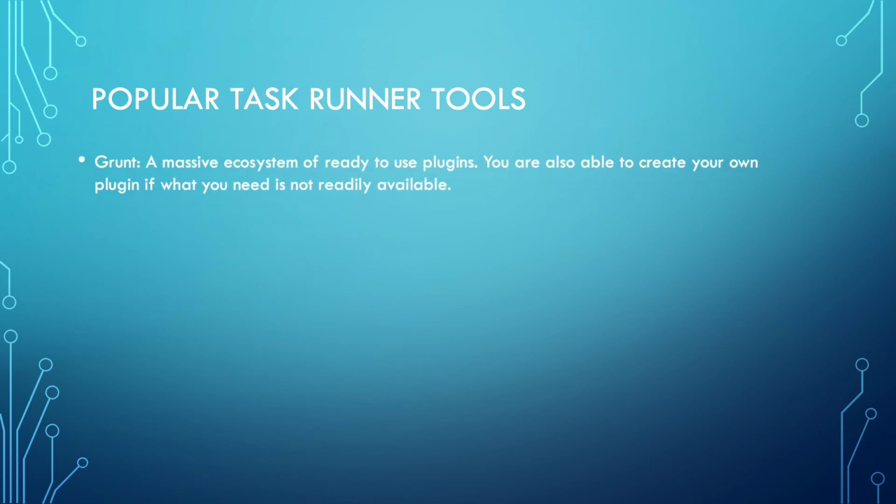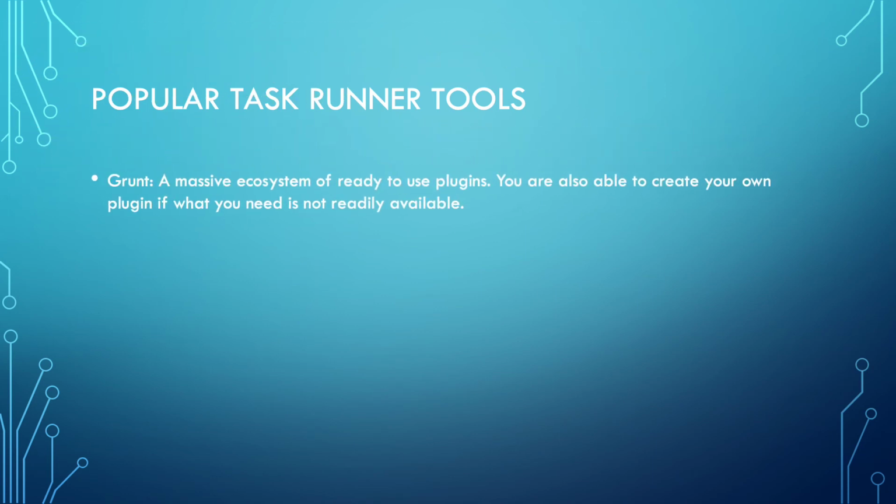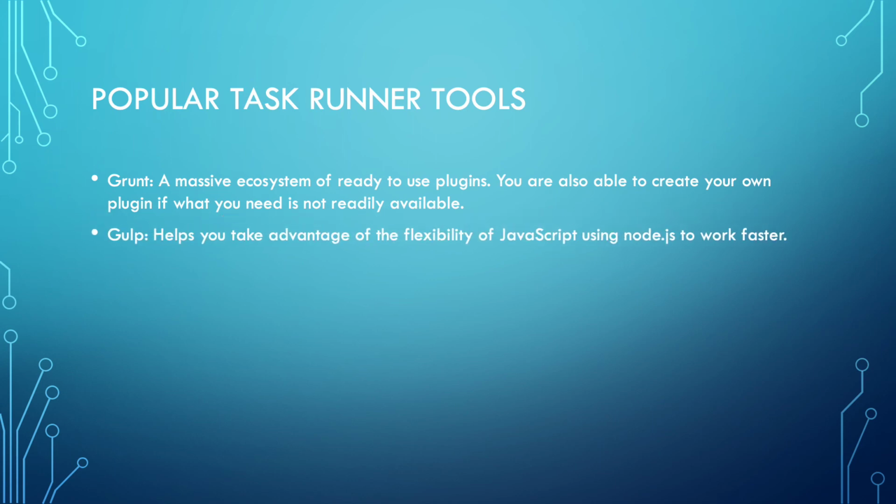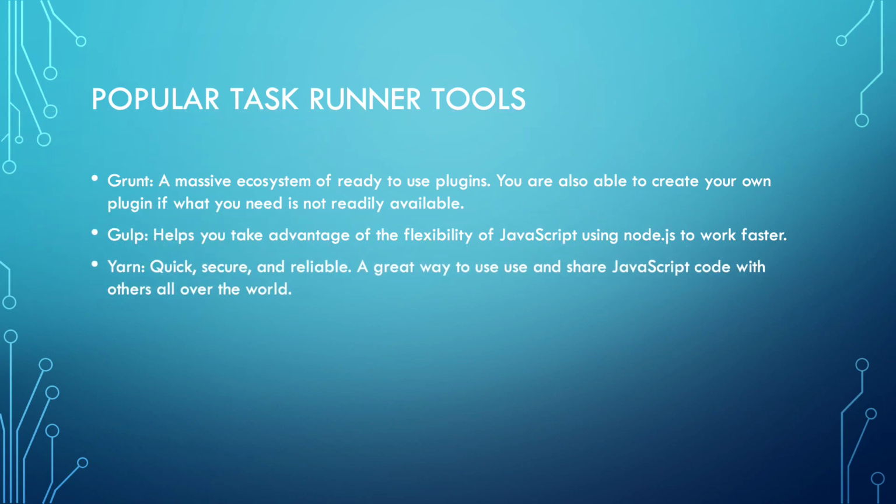Grunt is a massive ecosystem of ready-to-use plugins. You are also able to create your own plugin if what you need isn't readily available from Grunt. That's why a lot of people really like this and it's gotten so popular. Gulp helps you take advantage of the flexibility of JavaScript by using nodes to work faster. Yarn is quick, secure, and reliable. It's a great way to use and share JavaScript code with others all over the world.